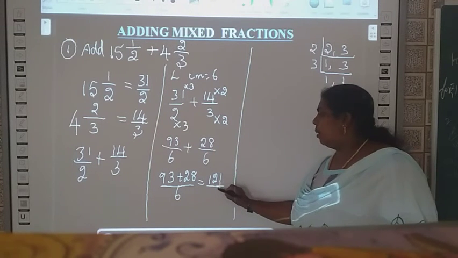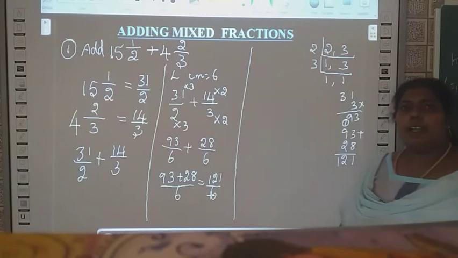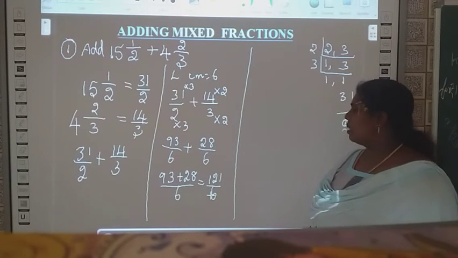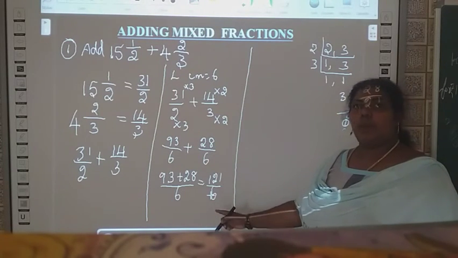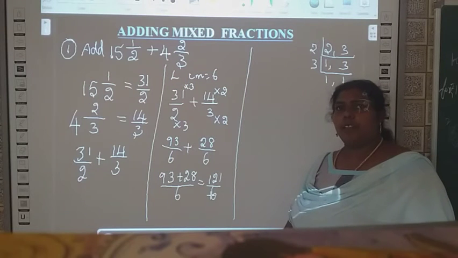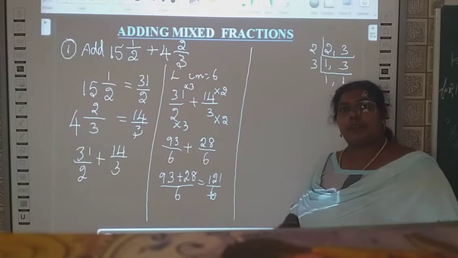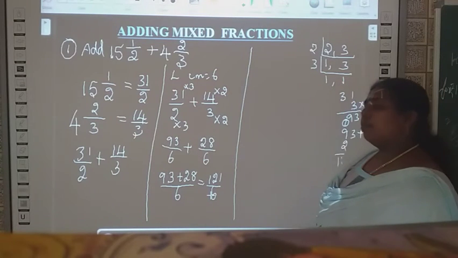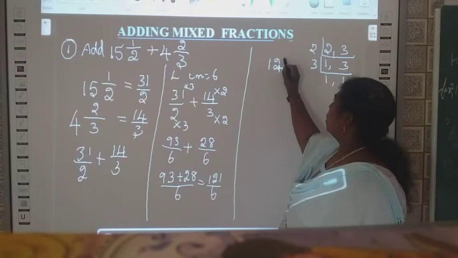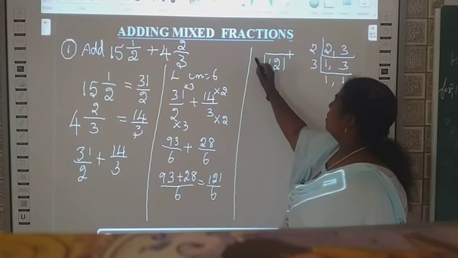121 divided by 6. Now, is this a proper or improper fraction? Improper fraction, isn't it? What do we have to do? We have to convert it into a mixed fraction. Then 121 divided by 6.